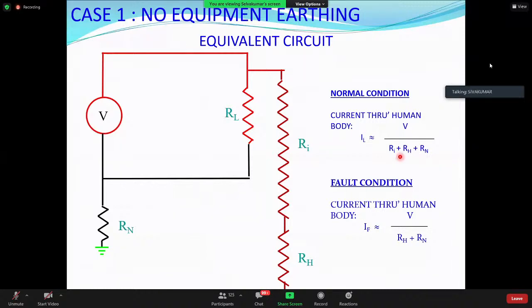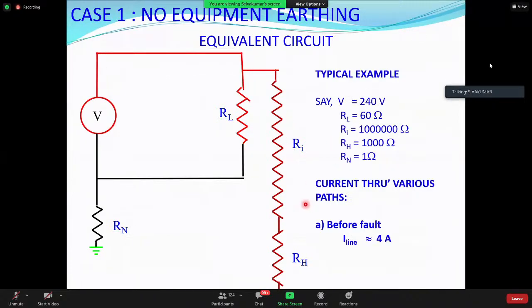Generally, the current through the human body during normal condition, when the insulation failure has not happened, is in microampere. That is 230 volt divided by, let us say, 1 mega ohm. That means 230 microampere, less than 1 milliampere, so you cannot even sense it. That is why you don't even sense. Suppose the insulation fails, Ri becomes 0. That is, the phase touches the body. Ri is 0.